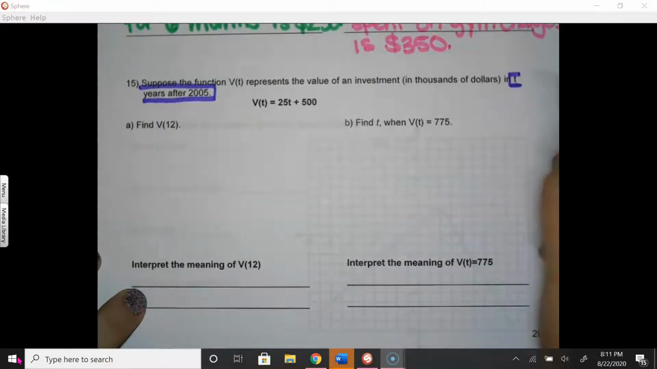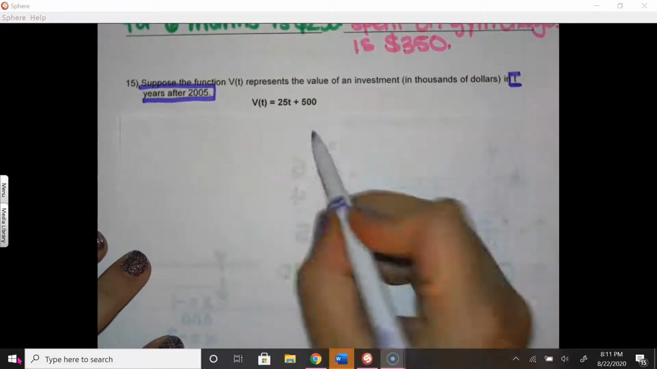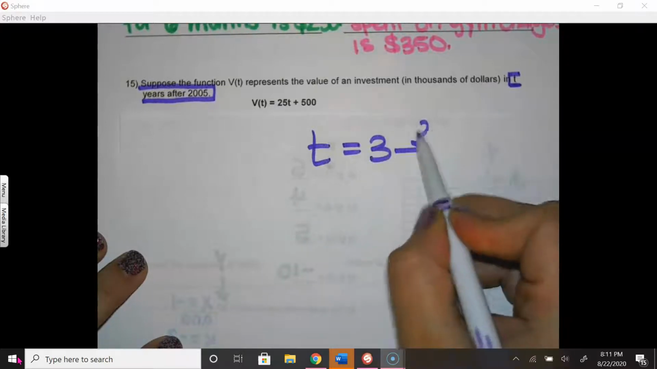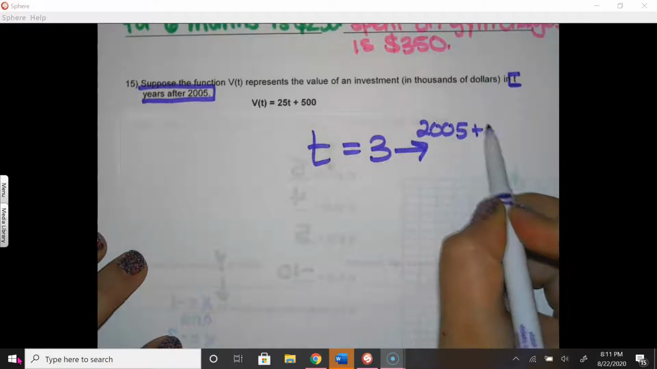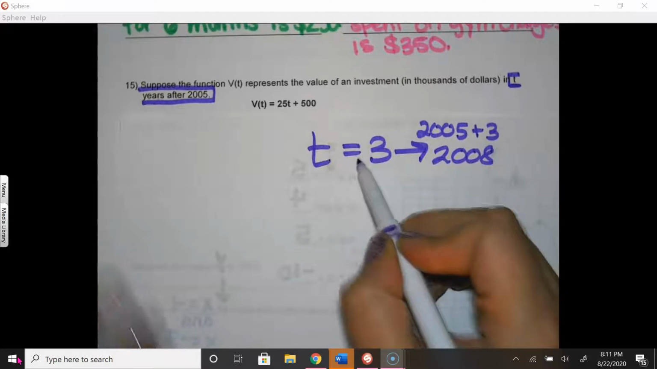Okay, let's take a look at another application problem. It says, suppose a function v of t represents the value of an investment in thousands of dollars t years after 2005. So t represents the years after 2005. Just to make sure it's clear, if t is 3, that represents 3 years after 2005, so that would mean 2008. That's what t means, how many years after 2005.